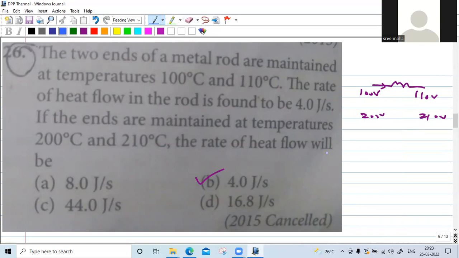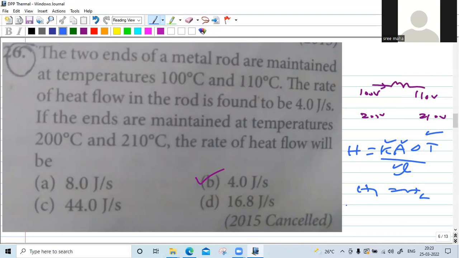So in this case, heat current is A delta T by L, right? Everything is the same in the first case and the second case. Even delta T is the same. So H1 equals H2. Done?